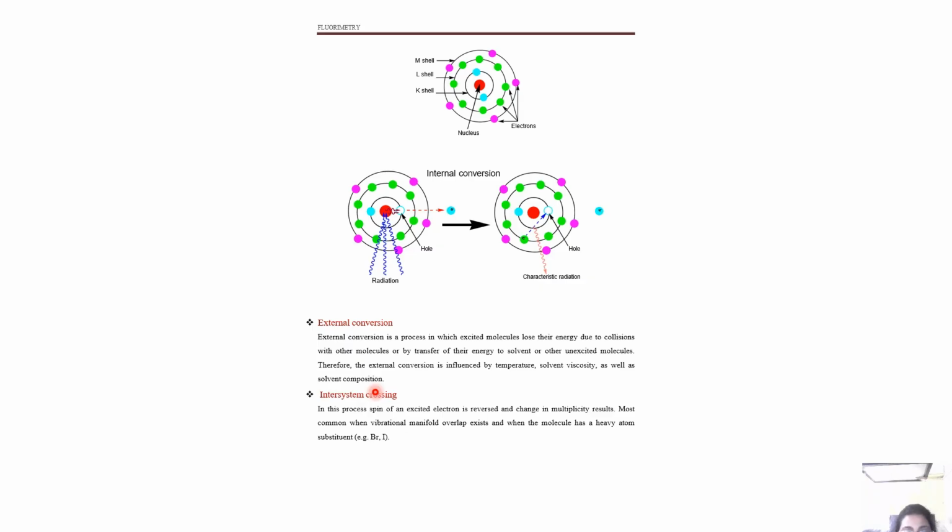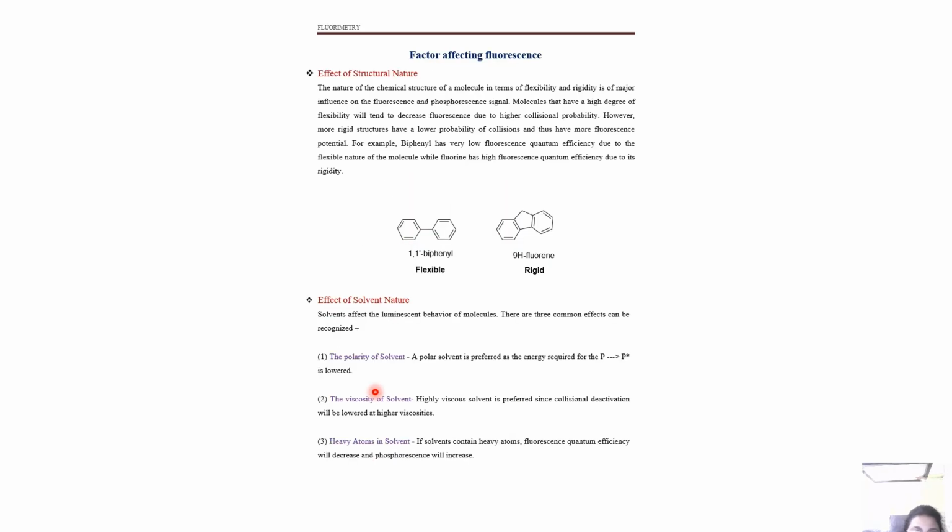External conversion is basically a process in which excited molecules lose their energy due to collisions with other molecules or by transfer of their energy to solvent or other unexcited molecules. Therefore, the external conversion is influenced by temperature, solvent viscosity as well as solvent composition. Intersystem crossing is a process in which the spin of an excited electron is reversed and a change in multiplicity results. It is most common when overlap of vibrational manifolds exists and when the molecule has a heavy atom constituent like bromine or iodine. Now, what are the factors that affect fluorescence?